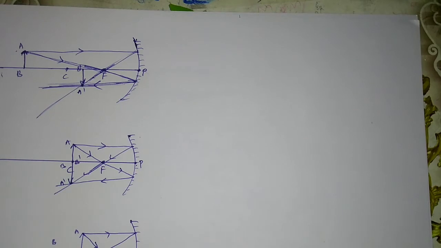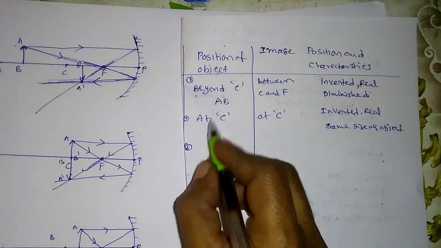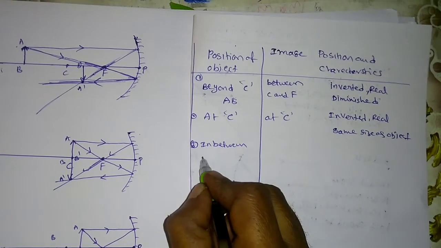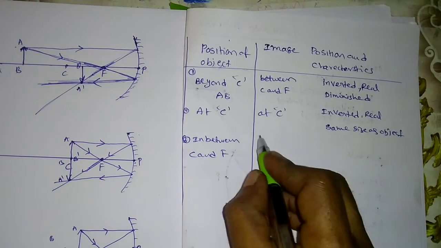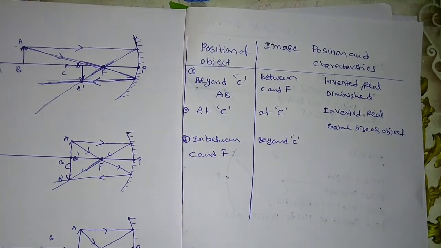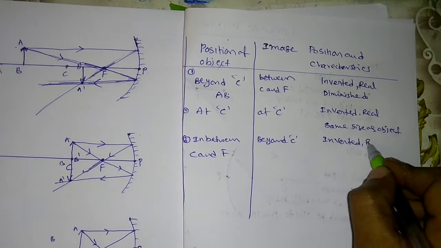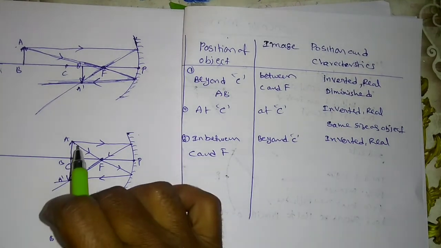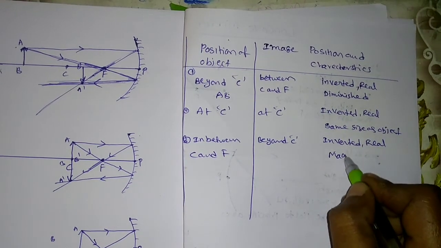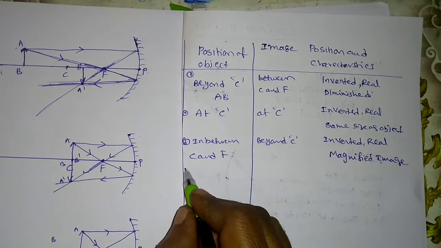So, what are the characteristics? In number three, the object position will be in between C and F. The image formed here is beyond C. As usual, the image is inverted. The rays really cross, that means it is real. If you observe, the object is small and the image will be big, so we can say this is a magnified image. This is about the condition of the third point.